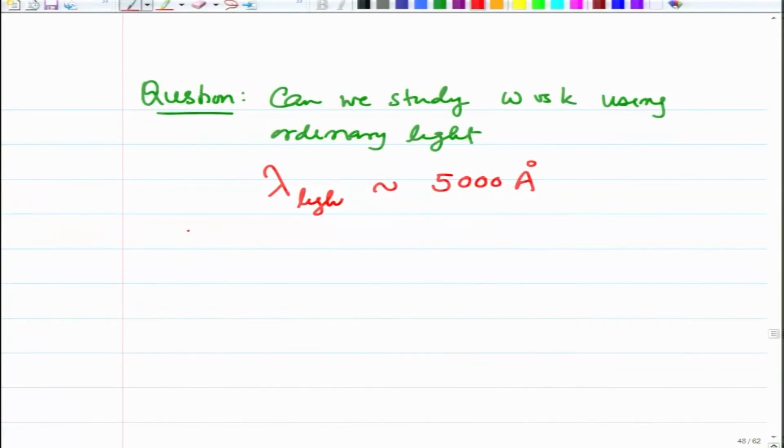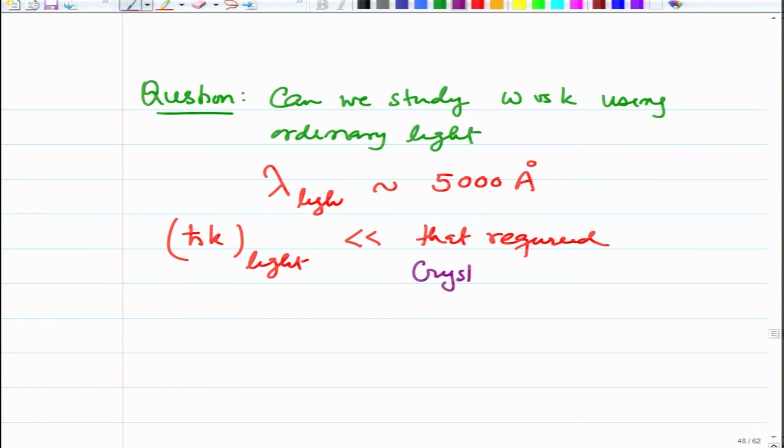So, momentum h cross K of light will be much smaller than that required, or equivalently the crystal momentum of phonon. So, I cannot really use light to excite the phonon, which has a momentum corresponding to lambda equals 1 angstrom. So, ordinary light is out. Let us ask the next question.